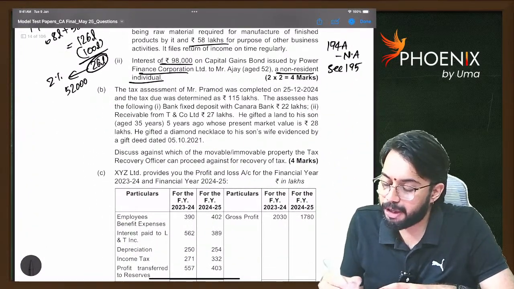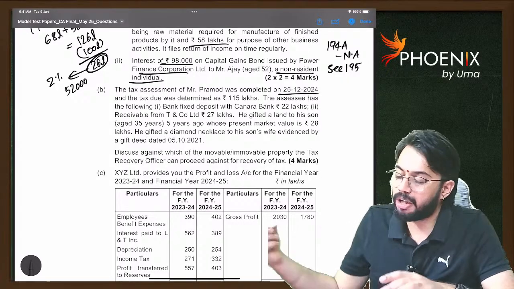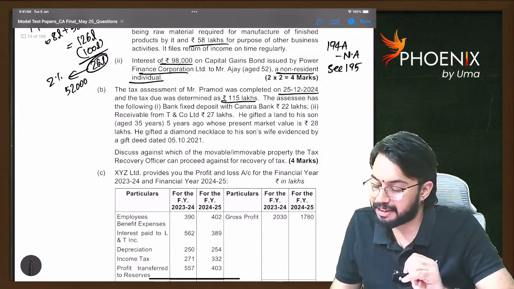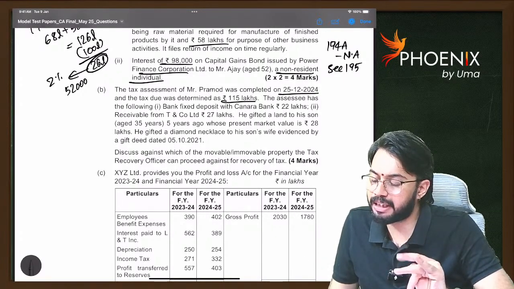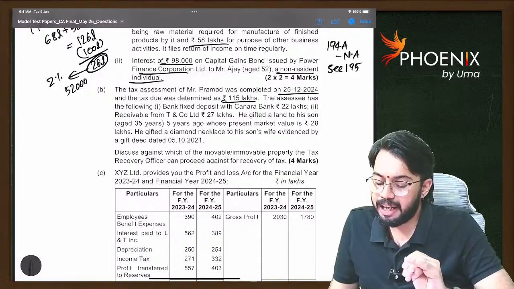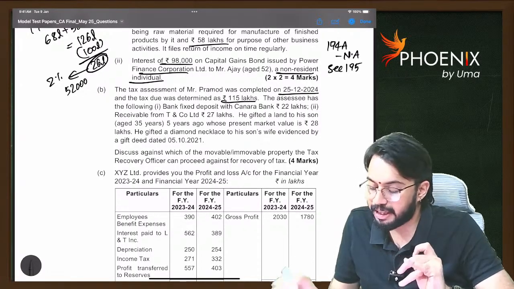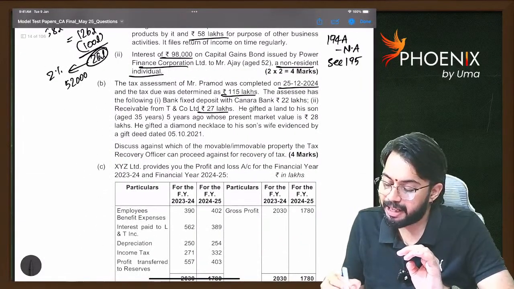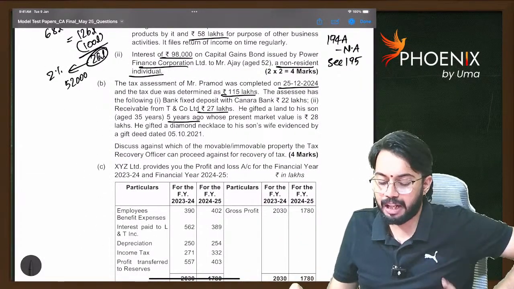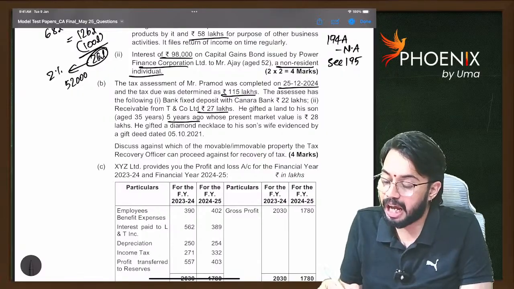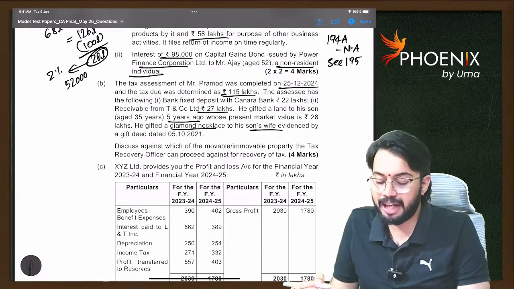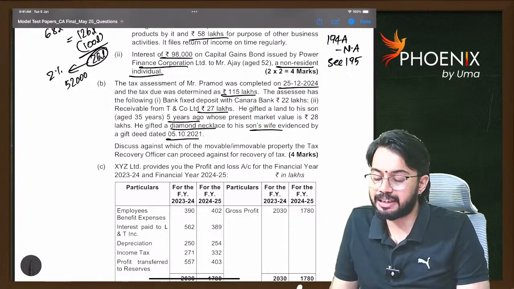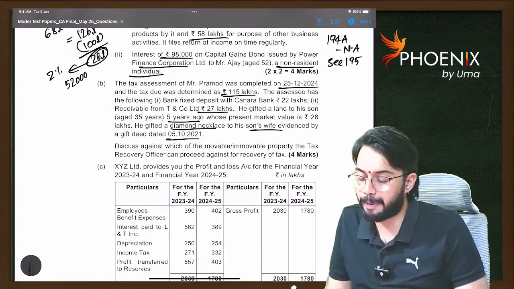Next, tax assessment of Mr. Pramod was completed on 25th December 2024 and the tax due was determined as 115 lakhs. The SSC has the following: bank fixed deposit with Canara Bank 22 lakhs, receivable from T and Co Limited 27 lakhs. He gifted a land to his son aged 35 years, 5 years ago, whose present market value is 28 lakhs. He gifted a diamond necklace to his son's wife, evidenced by a gift deed dated 5th October 2021. Discuss against which of the movable or immovable properties.